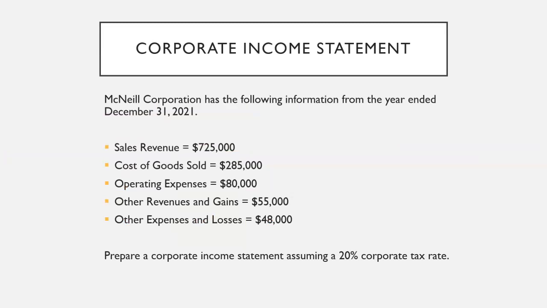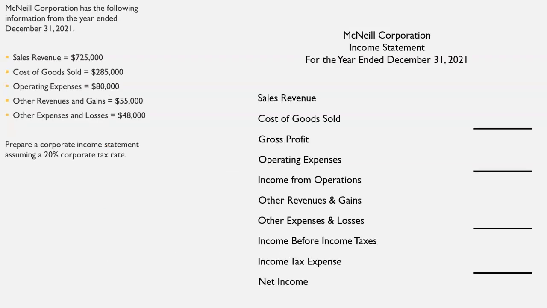So McNeil Corporation has the following information from the year ended December 31st, 2021. We have sales revenue, cost of goods sold, operating expenses, other revenues and gains, other expenses and losses. And then we were told we need to prepare a corporate income statement assuming a 20% corporate tax rate. So that's all the information that we need in order to prepare this statement. So all of that information is there still for us over on the left side. And then we can start filling in our income statement over here on the right.